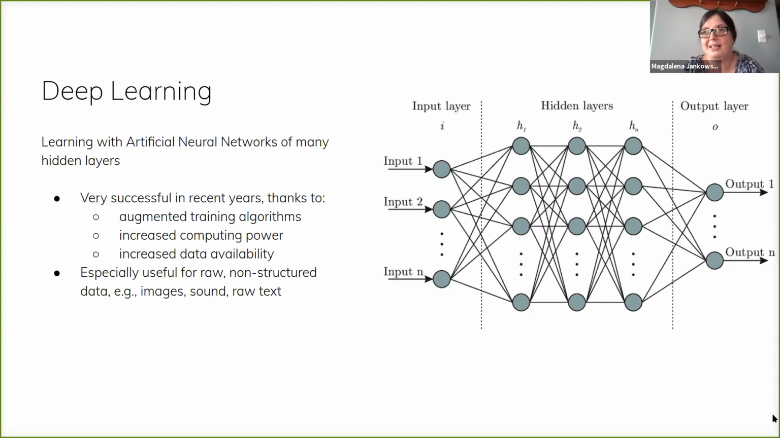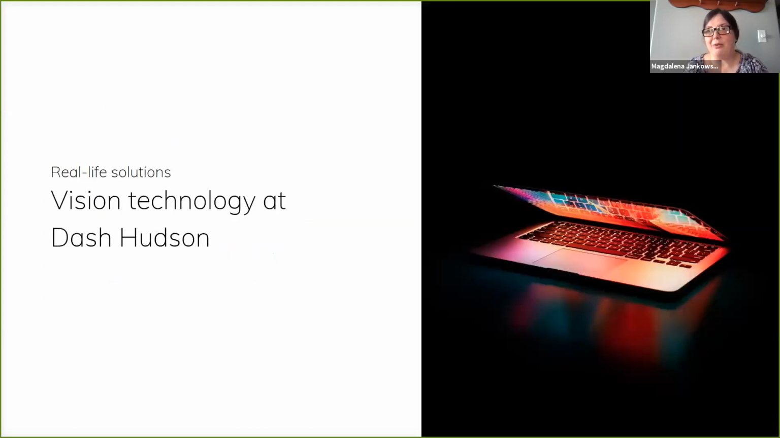Some of them are that people discovered better training algorithms. There is much better processing power, which allows us to train those big networks, and there is increased data availability. And those big neural networks require a lot of data to train them. So these are the general information, and I will now pass the microphone to Jacek, who will illustrate those on the problems that we are facing at our company, Hudson.